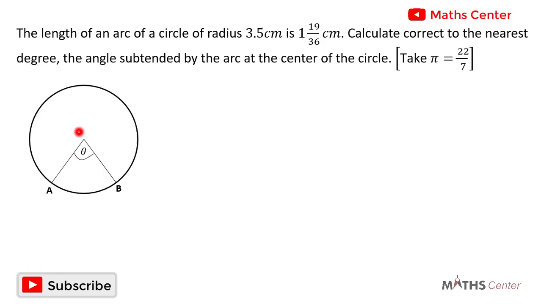So we have a circle that has a radius of 3.5 centimeters. The question tells us that an arc of the circle subtends an angle at the center of the circle. We don't know the value of that angle. That is what we are going to look for. Now the question says that the length of the arc is 1 19/36 centimeters.